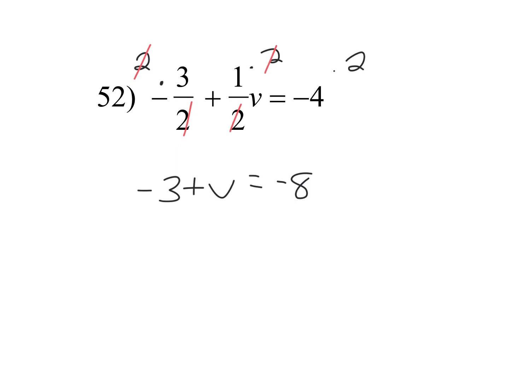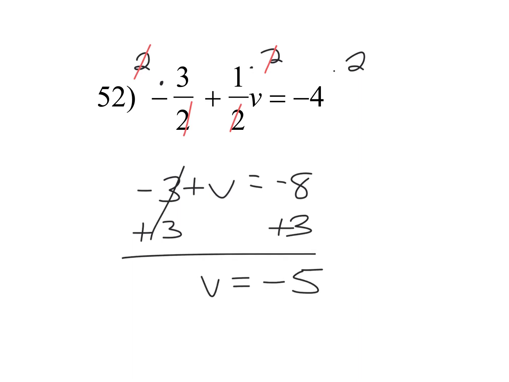Now we want to get v by itself. What's my last step? Add 3. So we get v equals -5.